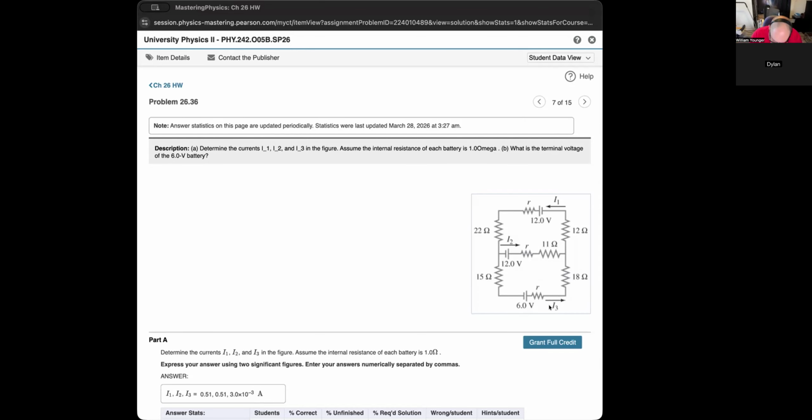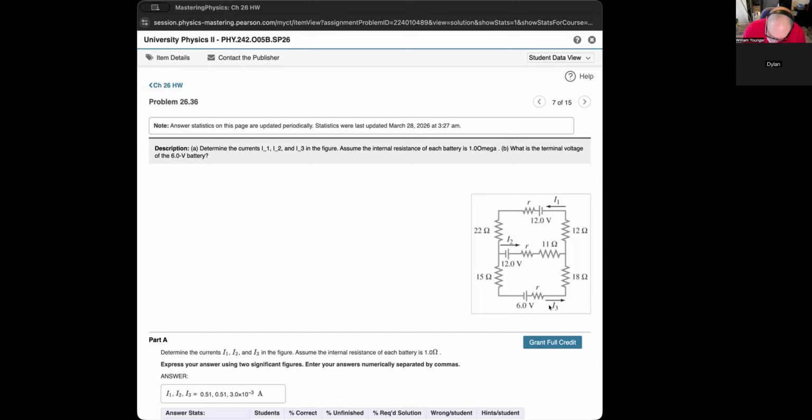I only had one attempt left, and I didn't like those numbers. They were too close together and one was really small. For my last attempt, I didn't want to try this. It doesn't feel right. Yeah, exactly. But that is specifically the answer: it's 0.51 for I1, 0.51 for I2, and then 3 times 10 to the negative third for I3.